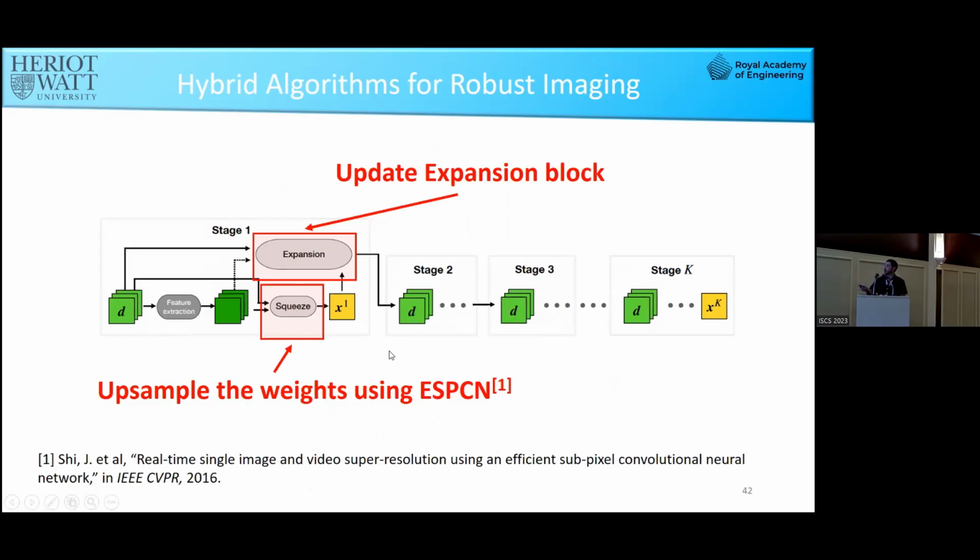Okay, last point is about super resolution. Can we generalize this network to perform super resolution? And the answer is yes, just by upsampling the weights that we learned in the squeeze and expansion blocks. So we can generalize these blocks by using state-of-the-art algorithms, and this allows us to get the network to perform super resolution.